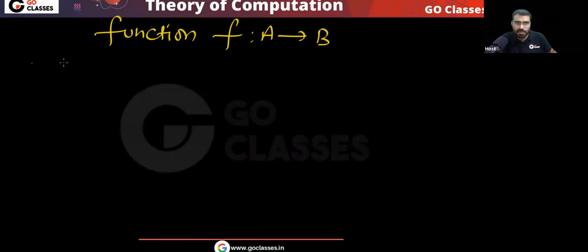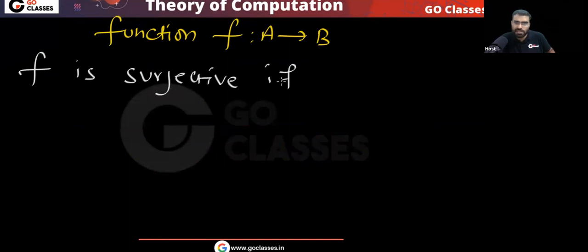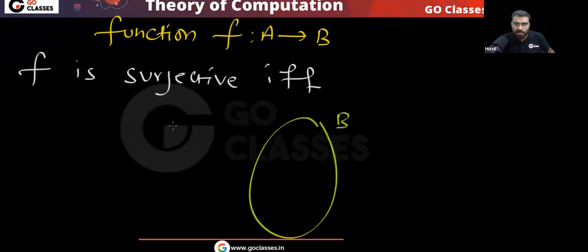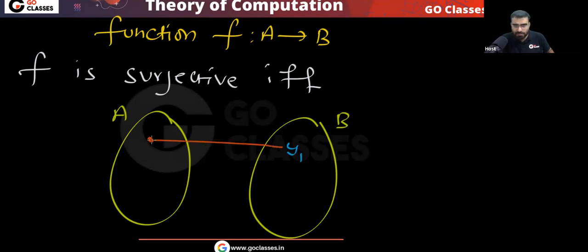So this is the idea. When can I say f is surjective? f is surjective if and only if, in the codomain, if I take any element, for example this element, this must be covered, meaning at least one element must map to it. Remember, this is fine. Yes or no?